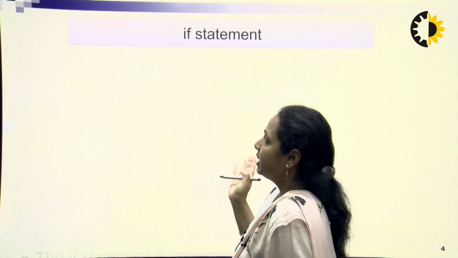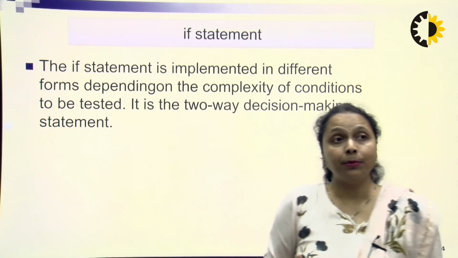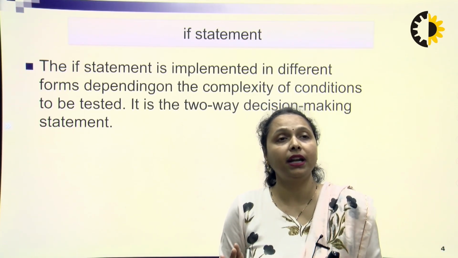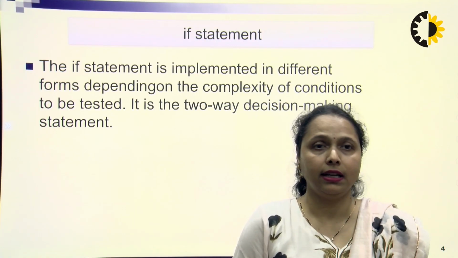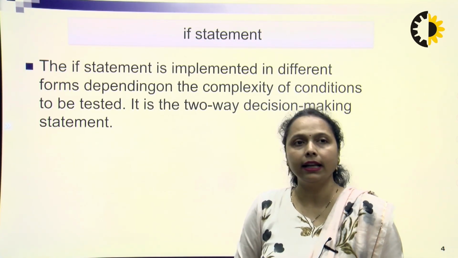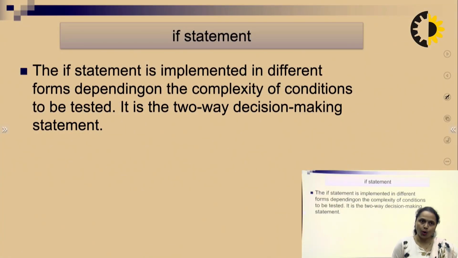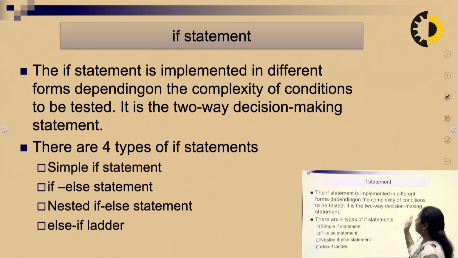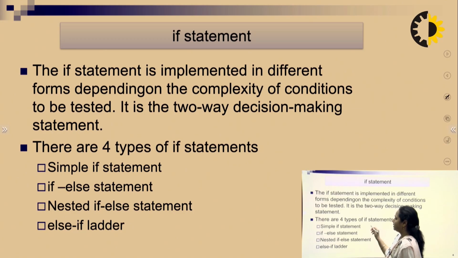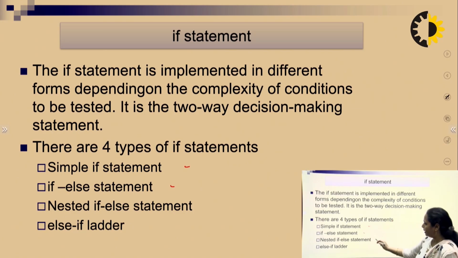So, what is the if statement? The if statement is implemented in various forms depending on the complexity of the conditions to be tested. In simple terms, the if condition is a two-way decision making statement. When we have two options, A and B, in that case we go with the if statement. Based upon the complexity of the program, we can use the if statement in any of four ways: simple if statement, if else statement, nested if else statement, and else if ladder.